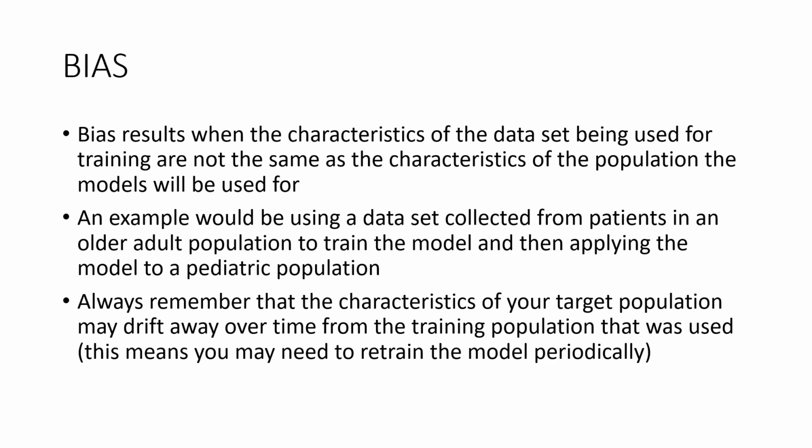Bias. Basically, when you're going to train a model, you need to train it on a data set that has the same characteristics as the population that you're going to use that model for. So for example, if I collected a data set from, say, a geriatric population, you could train a model, but then if I tried to apply it to a pediatric population, to a bunch of kids, chances are it would not do very well. In that case, you would have bias in your training set. And something else to always remember is that your target population may drift over time, so you may at some point need to retrain the model if it drifts enough.